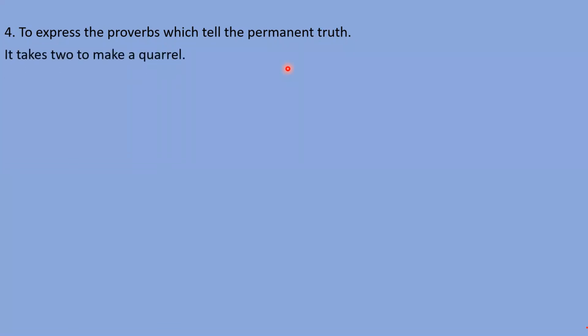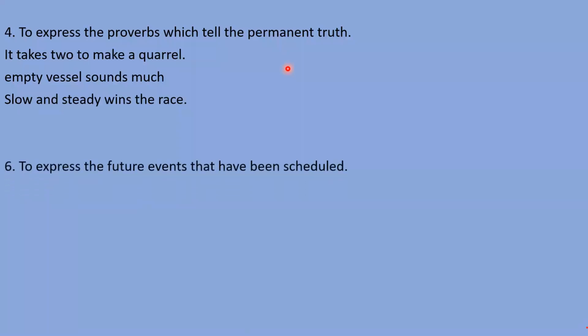It takes two to make a quarrel. That's a proverb, so that's why I have used simple present tense. And second, it is expressing the permanent truth. That's why we should use simple present tense. Empty vessels make much sound. That's also a proverb. Slow and steady wins the race. That's also a proverb. So that's why we have used simple present tense.